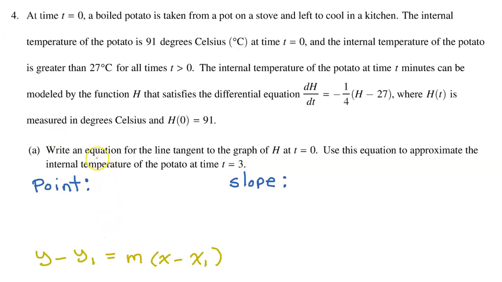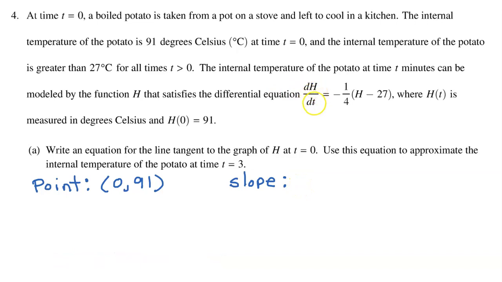Whenever they ask us to find the equation of a tangent line, we love to use point-slope form because we know that all we need is a point and the slope. Since the temperature is a function of time and not x, I will write my equation with t. They already gave us a point. h of 0 is equal to 91. So we have the point (0, 91). All I need is the slope.